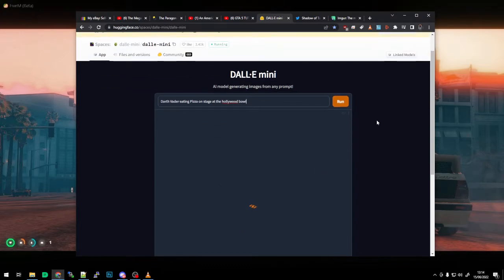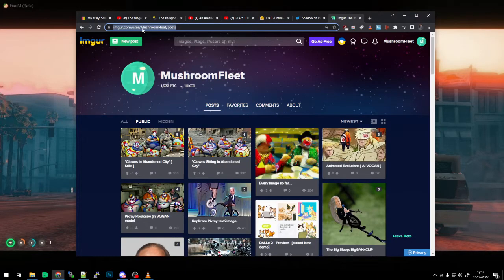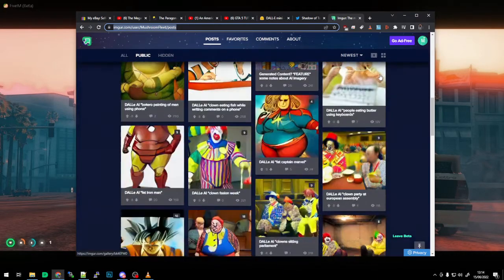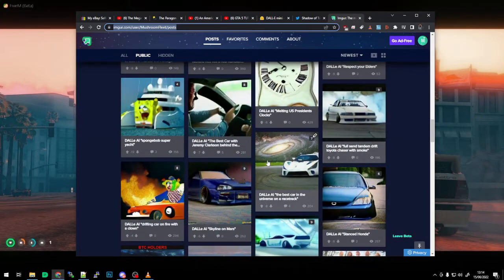But because of the cursed images this thing produces, they made it so you can't make faces. So faces always come out looking really weird. But while I was doing this, I was actually posting them all onto my MushroomFleet Imgur, which is just where I've been putting stuff over the years. I've had a few things get some attention, but who cares?